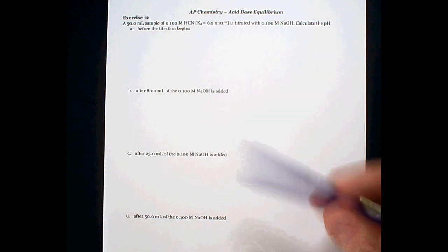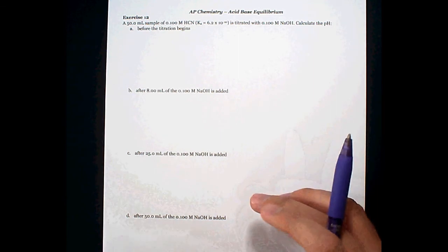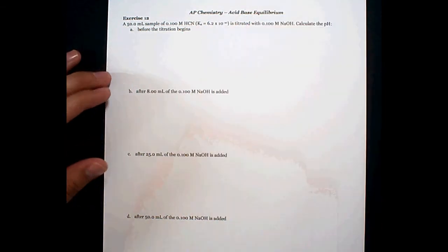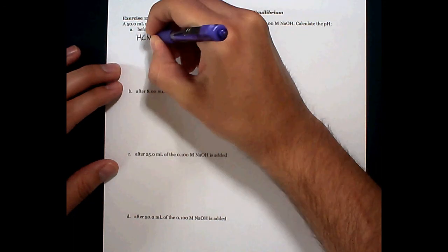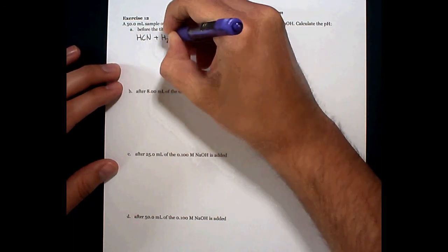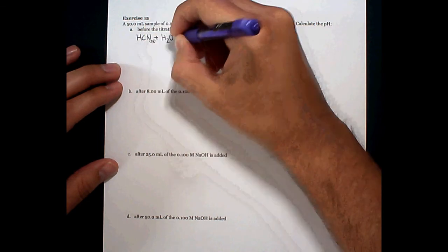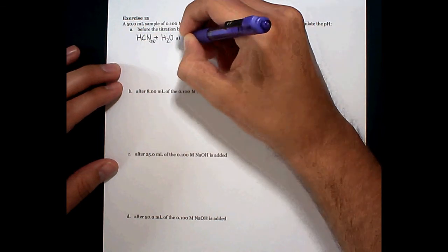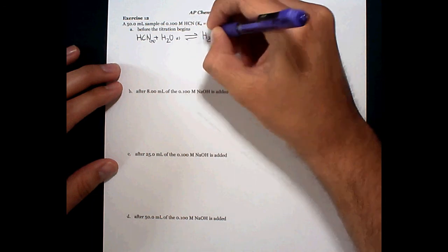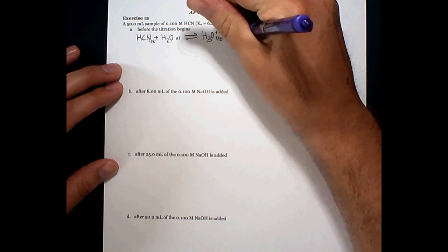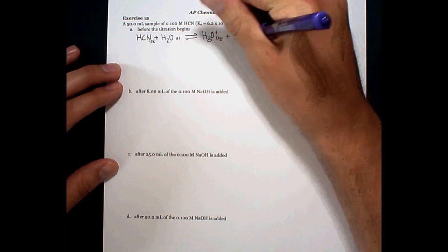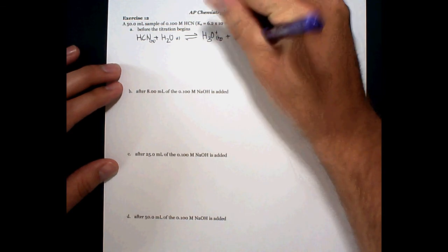The first thing we're going to do is before the titration begins. We just talked about how before the titration begins, there is only the acid in the solution. So we are going to do a quack table. We use the dissociation of the acid plus water. The acid is aqueous, the water is a liquid, and it's at equilibrium with H3O plus, which is aqueous, plus CN minus, which is aqueous as well.